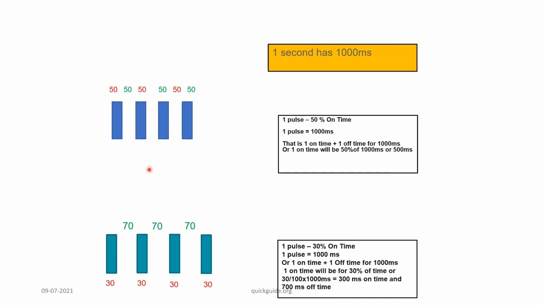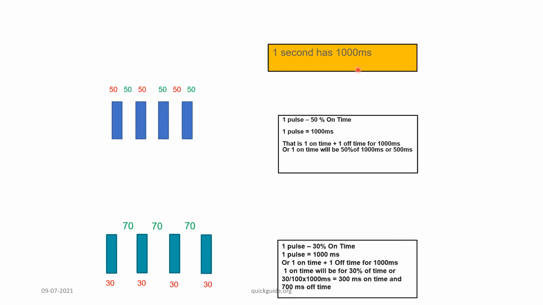That means the on time and the off time together make one pulse. So the on time and off time together will be 1000 milliseconds. So one pulse will be delivered for 1000 milliseconds. That is, again, I repeat, one on time and one off time will together be delivered for 1000 milliseconds.